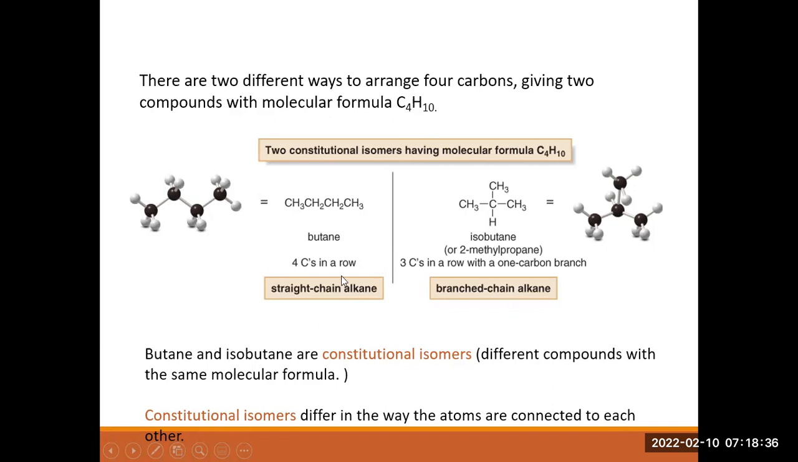Butane and isobutane in this case are constitutional isomers. When you talk about constitutional isomers, these are different compounds, but with the same molecular formula. Constitutional isomers differ in the way the atoms are connected to each other. It's the only difference. It has the same molecular formula, but the compound is entirely different. But of course, that follows that the way the atoms are connected will also be different.